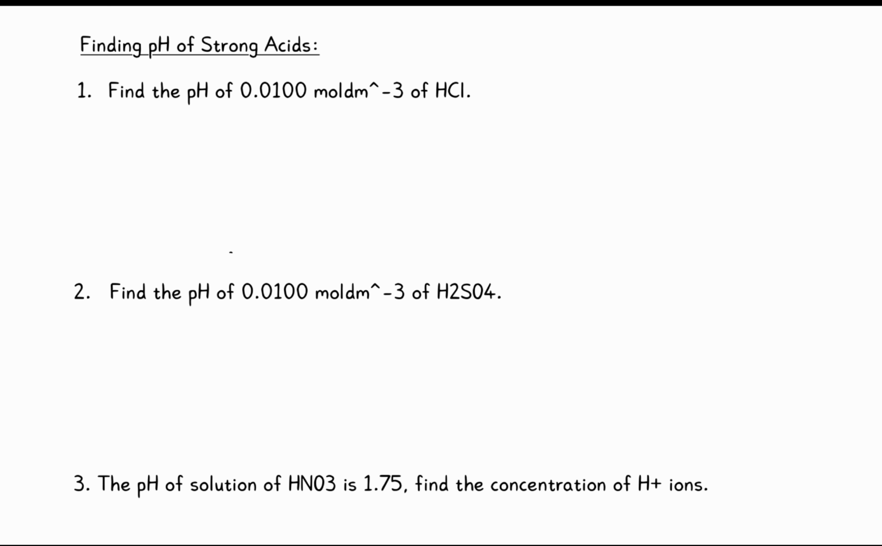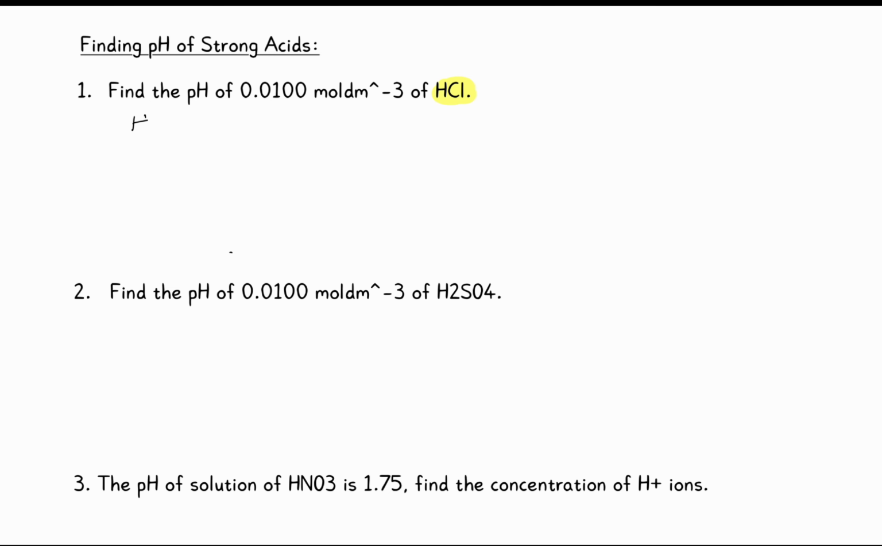So how do we find the pH of strong acids? Let's have a look at this first question. Find the pH of 0.0100 or 0.01 of HCl. First of all, you're not always going to know, and they're not always going to explicitly tell you that this is a strong acid that you're dealing with. You have to be able to identify that. HCl is a strong acid.